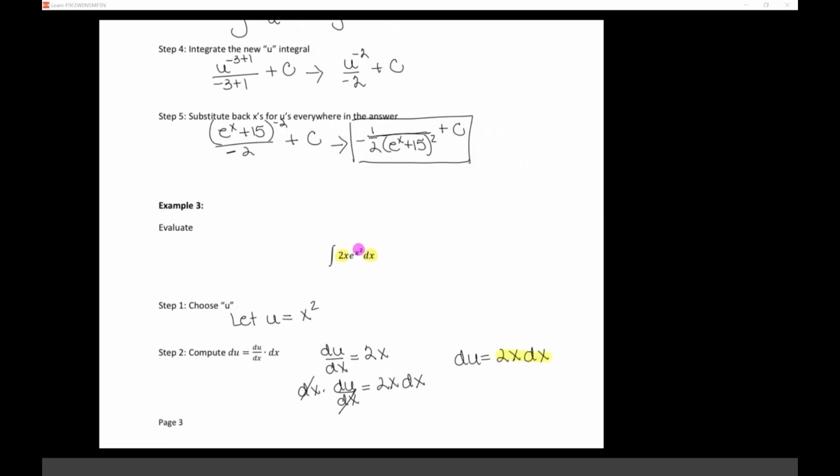Everybody see the match to the integrand? Do you see the match to the integrand? This is the critical piece. This is what you need to be able to see. The rest of it is just push and algebra.